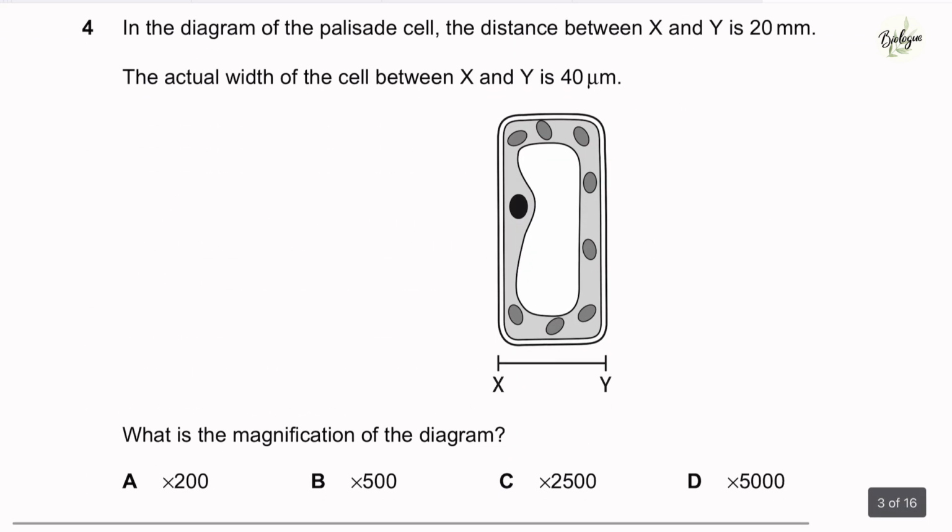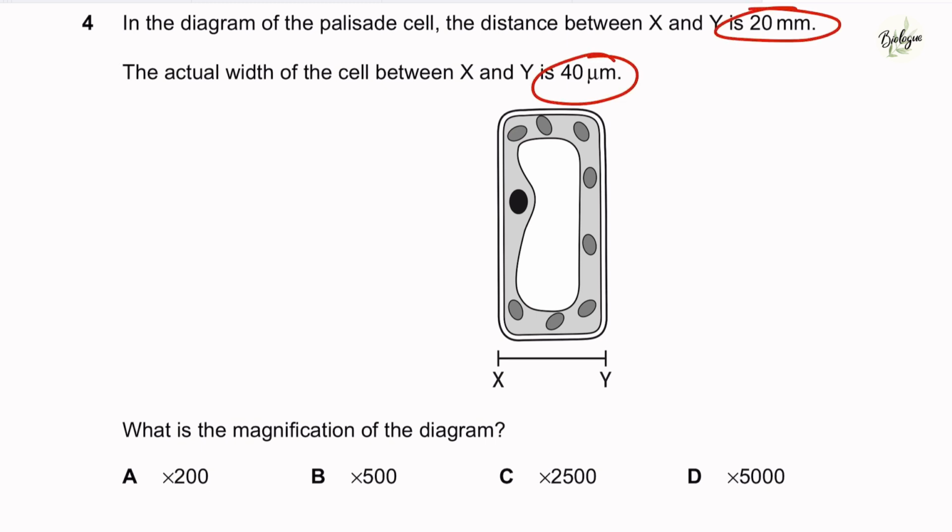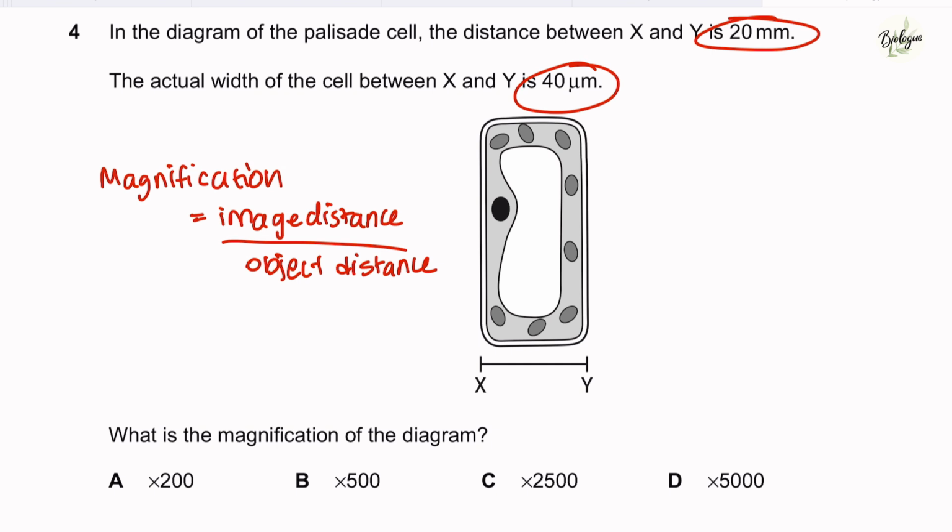Question number 4, in the diagram of a palisade cell, the distance between X and Y is 20 millimeters. The actual width of the cell between X and Y is 40 micrometers. Remember, the units are different. What is the magnification of the diagram? This is the formula for magnification. Magnification is equal to image distance or image length divided by object distance or object length.